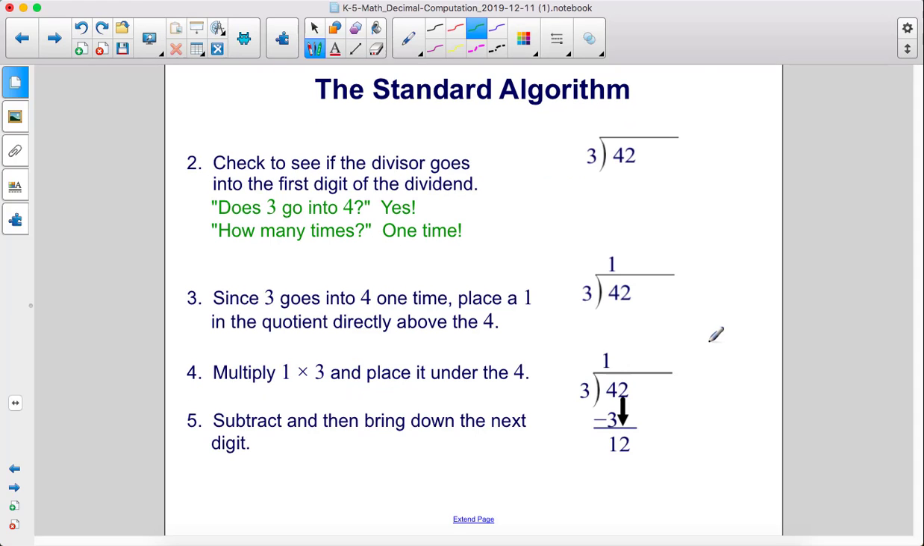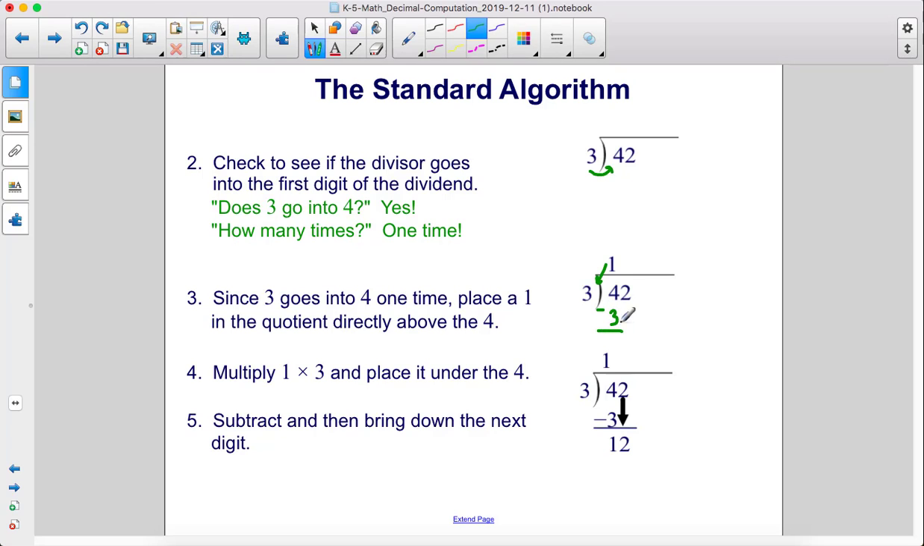Step 2. Check to see if the divisor goes into the first digit of the dividend. Does 3 go into 4? Yes, it does. It goes in exactly one time. So we place a 1 right above the 4. Then we multiply 1 times 3 and we write the result there.